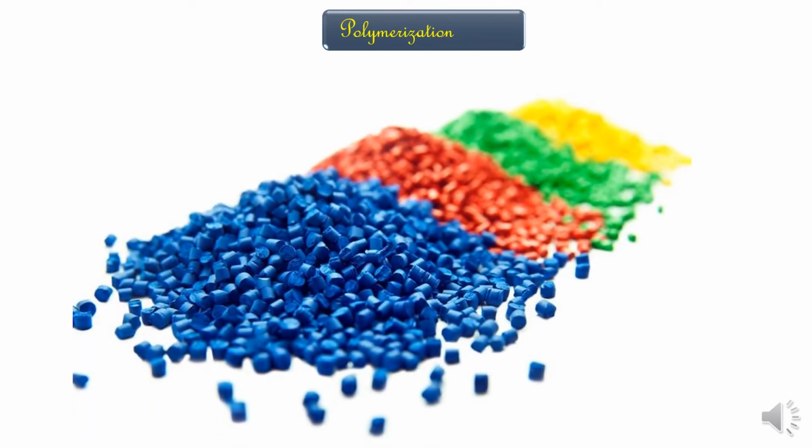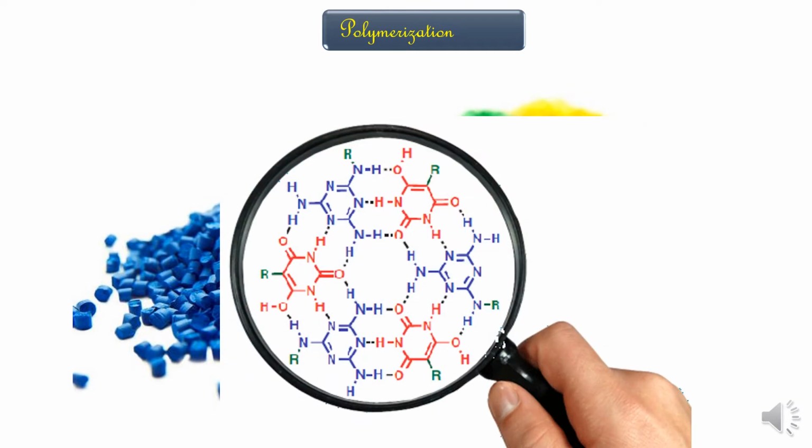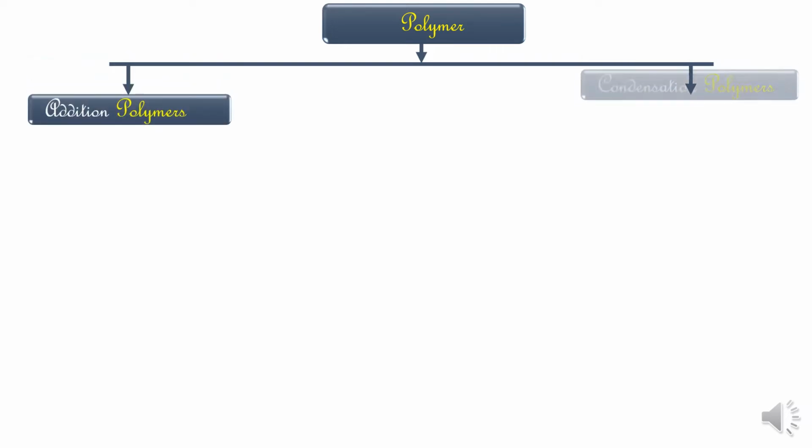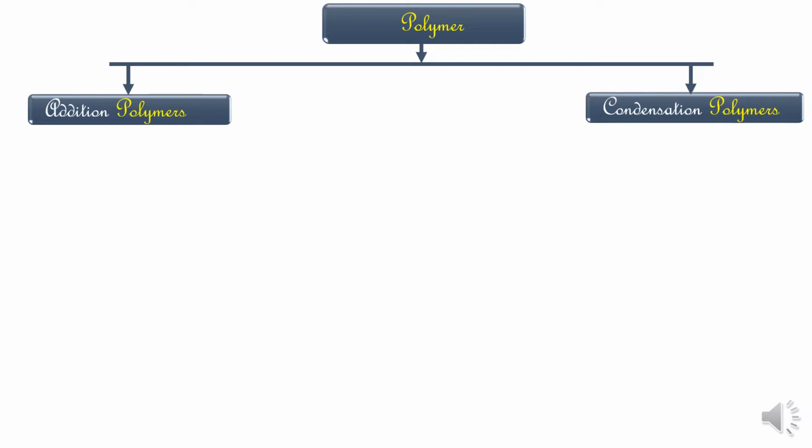These are raw polymer. If you magnify a small piece, you will get many small molecules joined together in the chain to give the giant structure. Polymer has types. We get two types of polymers: addition polymers and condensation polymers.